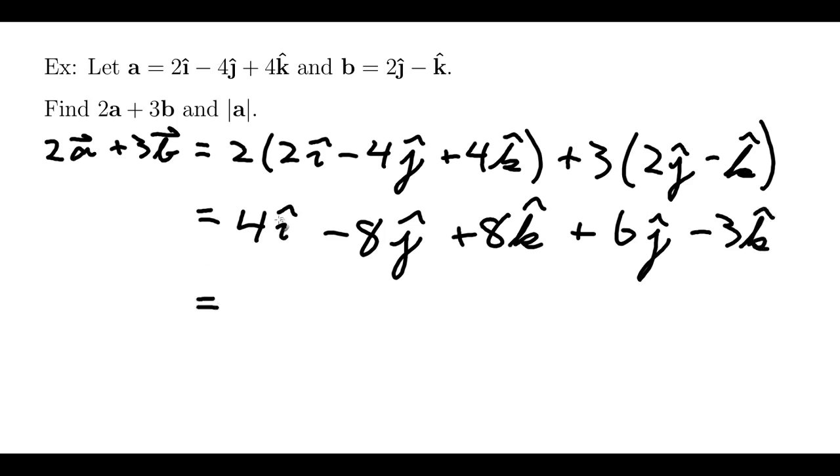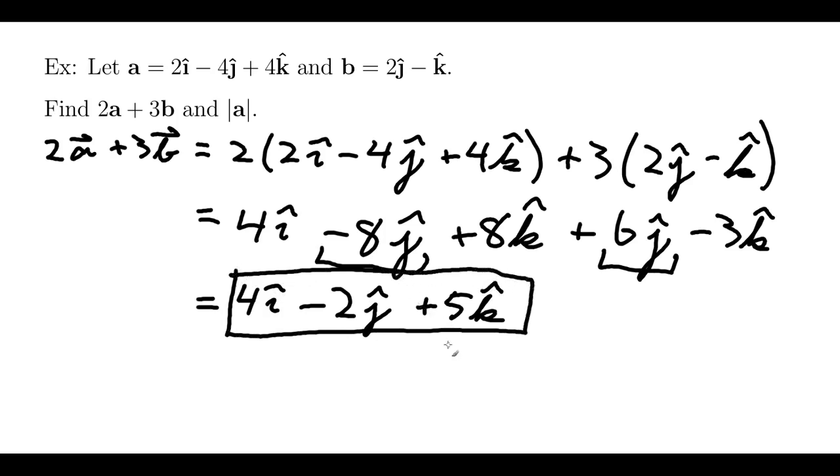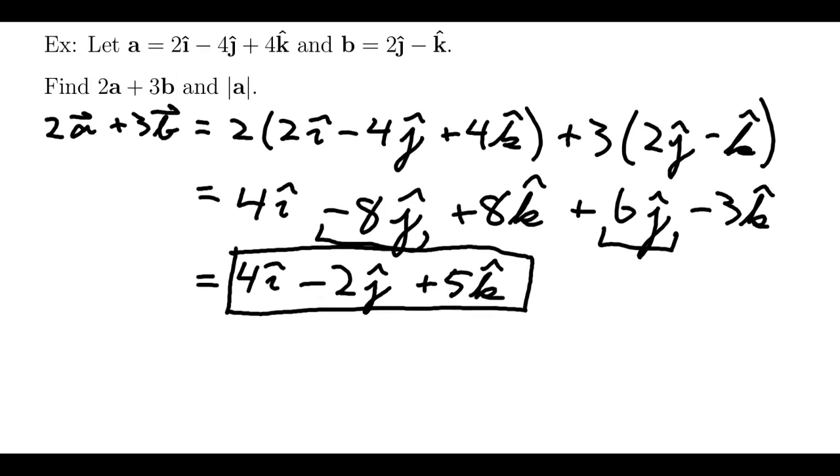Collect like terms. We have 4i. I don't see any other i's, so we have 4i. Minus 8j plus 6j. Combining those terms, that leaves us a net minus 2j. And we have plus 8k minus 3k. That leaves us plus 5k. And it looks like that linear combination of 2 times a plus 3 times b gives us the vector 4i minus 2j plus 5k.